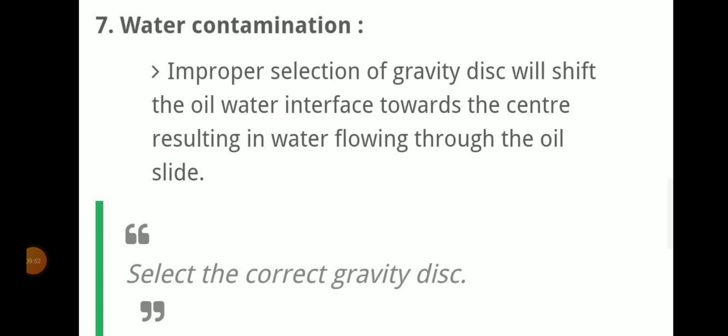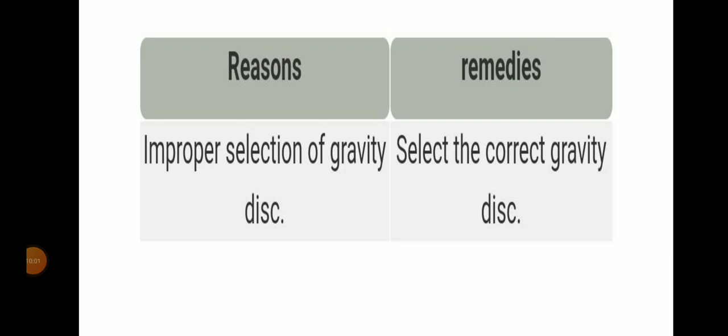Water contamination means improper selection of gravity disc. It will shift the oil water interface towards the center, resulting in the water flowing through the oil side. So we have to select the correct gravity disc.